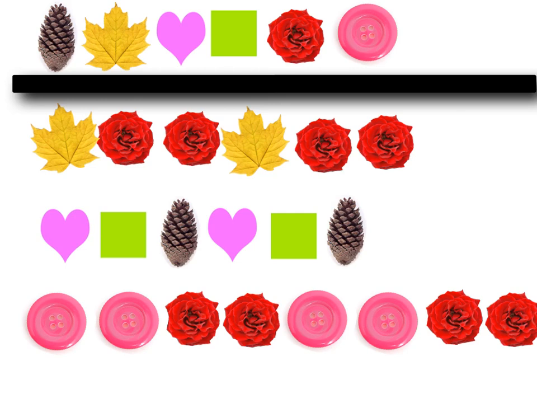Okay, so here's a leaf. So I'm going to call the leaf A. And there's a rose, that's going to be B. And there's another rose, so that's going to be B. The leaf is A, and the rose is B, and another B. So this is an A, B, B pattern. That's how I can describe it.